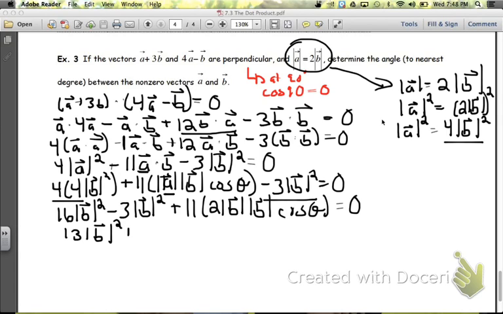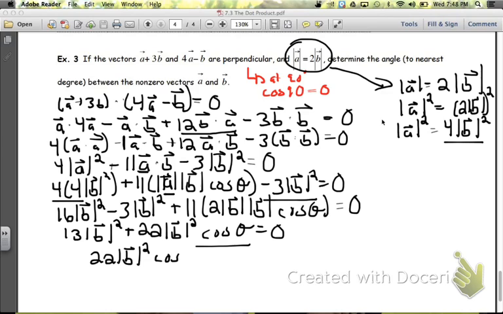plus 22 magnitude of B squared cos theta is equal to 0. So you can see everything's working out nicely here. Now some people might say, oh, I can collect the 13 and 22. You can't do that because of the cos theta here. Our first term doesn't have a cos theta, so we need to rearrange because we need to solve for that theta. So I'm going to keep my 22 times my magnitude of B squared cos theta on my left side. I'm going to bring that 13 over, so it's going to be minus 13 times the magnitude of B squared.